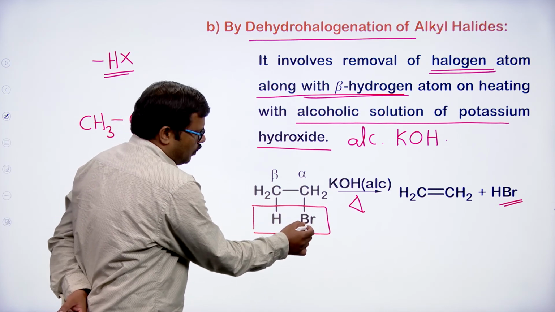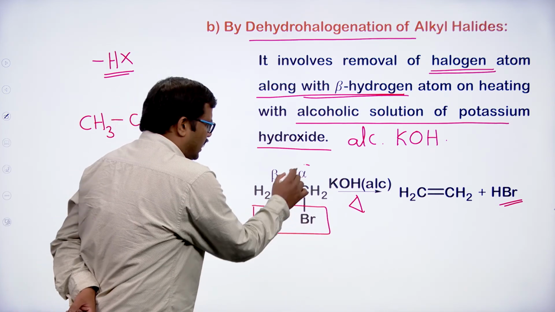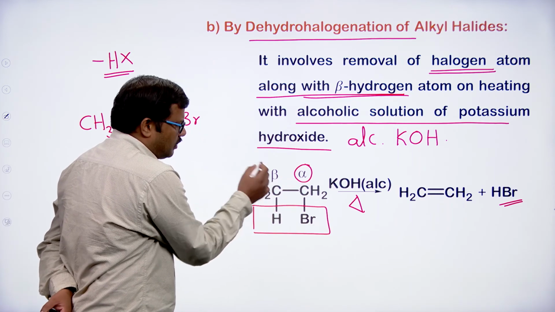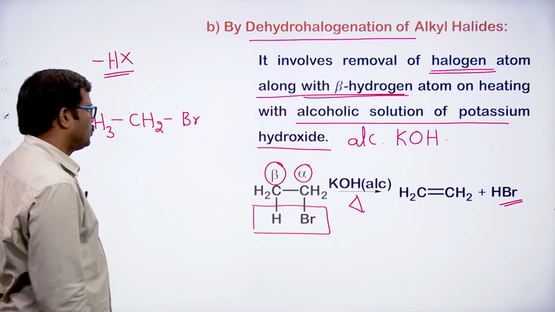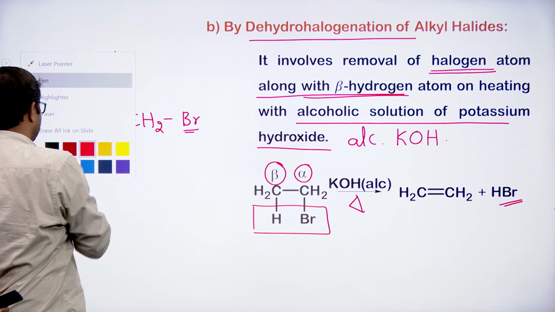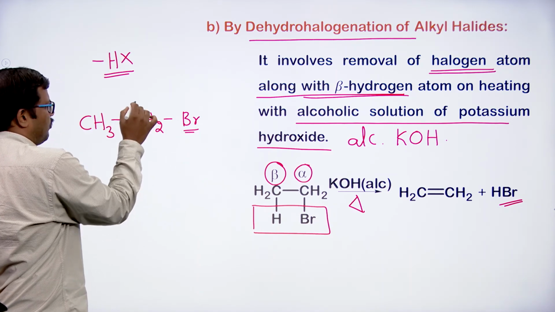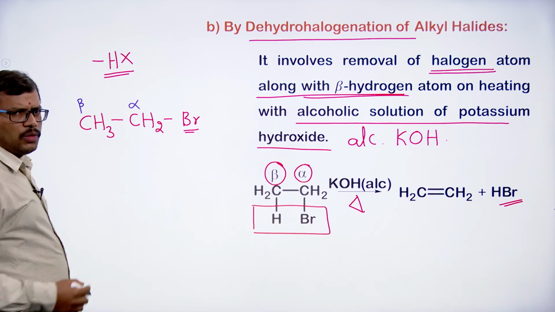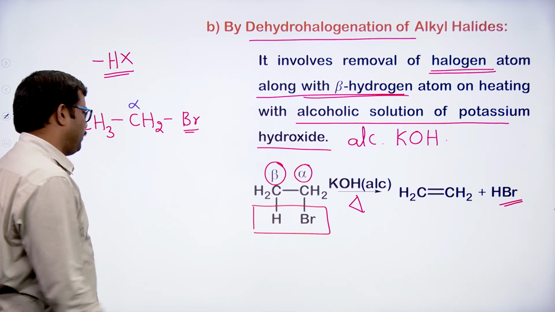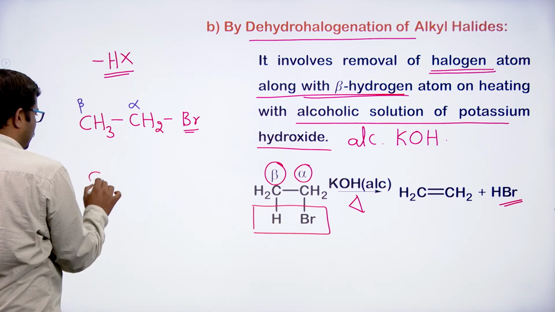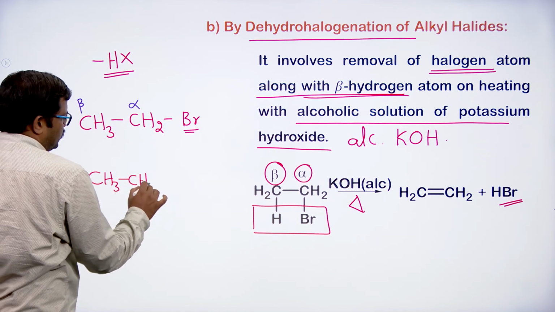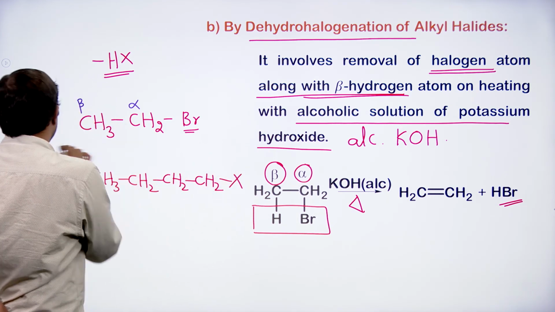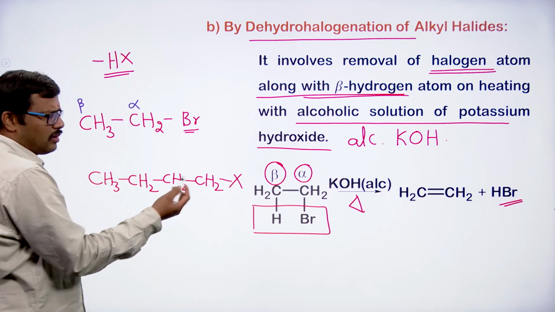Here the halogen attached carbon is called alpha carbon, and the carbon connected to that one is called beta carbon. If we have still one more, then we call it gamma, delta, etc. For example, if we have a molecule like CH3 CH2 CH2 CH2 X, where X is any halogen, it can be chloro, bromo, anything.